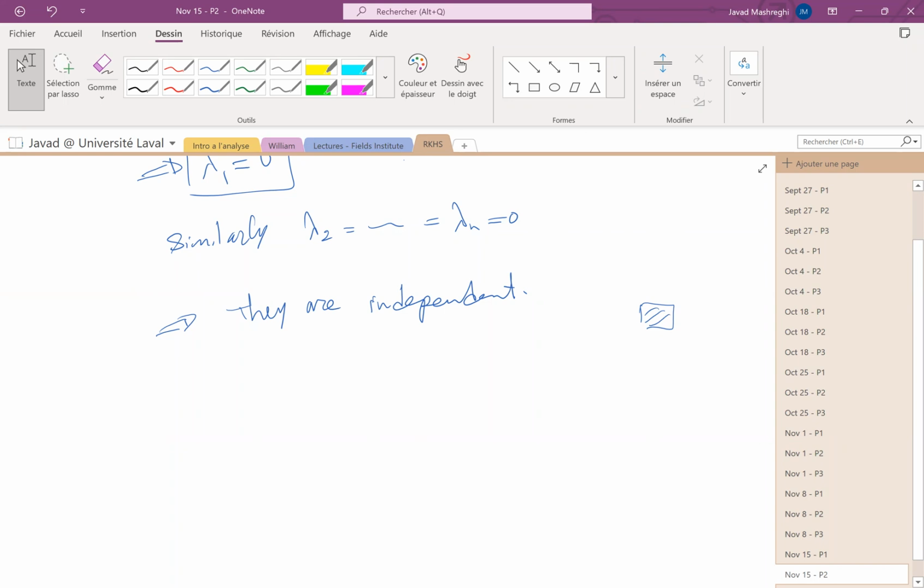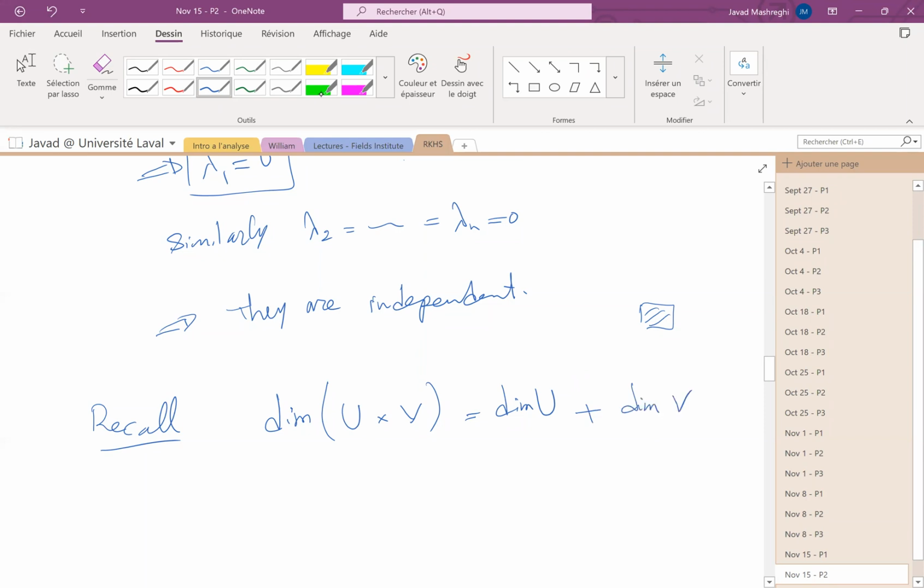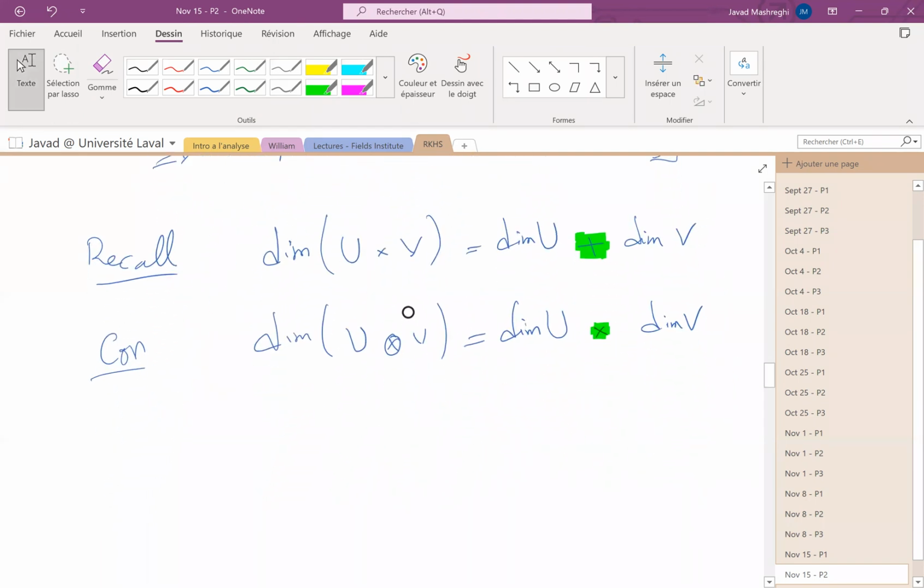And immediately from this corollary, before corollary, recall that the dimension of U Cartesian product V is the dimension of U plus the dimension of V. And now the corollary immediately tells us that the dimension of U tensor product V is the dimension of U times the dimension of V. So somehow it's a bigger space.